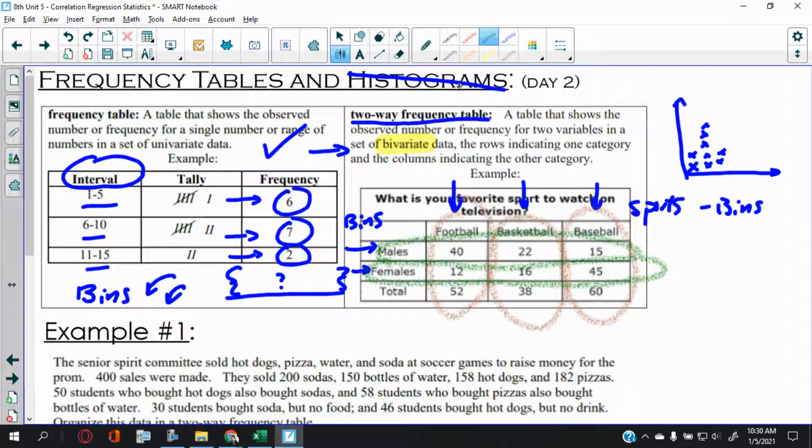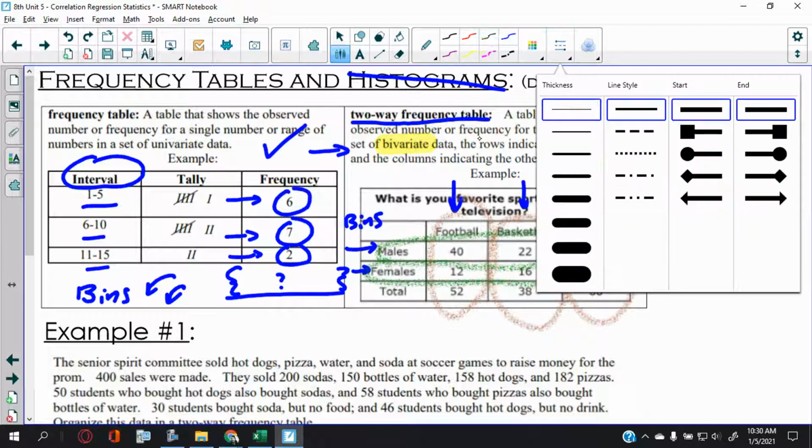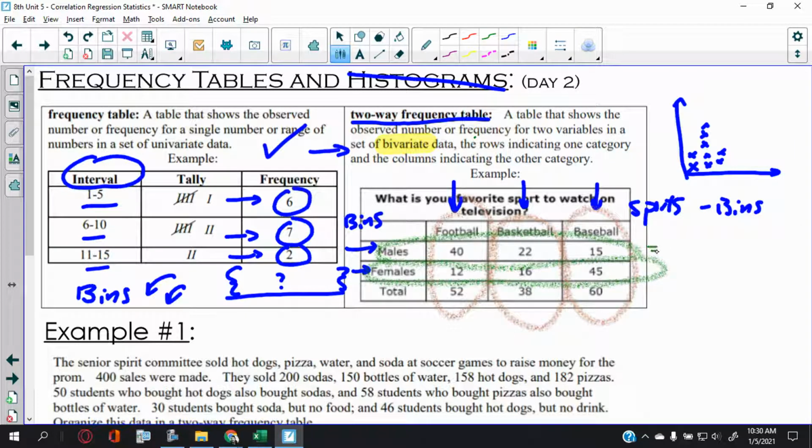Let me use a different marker. All these different colors really confuse me. So let's see, 40 plus 22 is 62, plus 15 is 77. And then for female fans, 12 plus 16 is 28, plus 45. 28 plus 45, that's 73. Okay, all right.